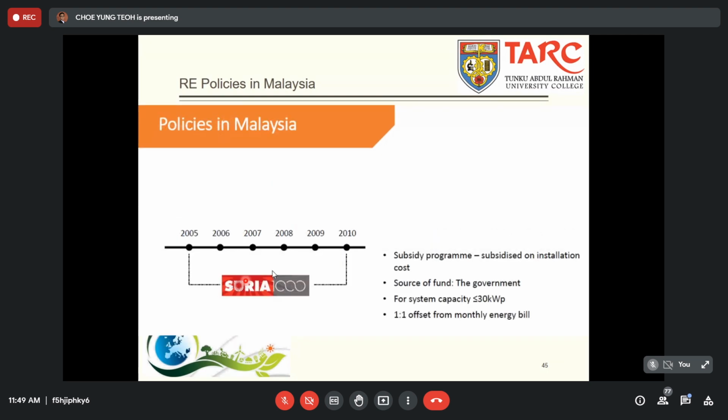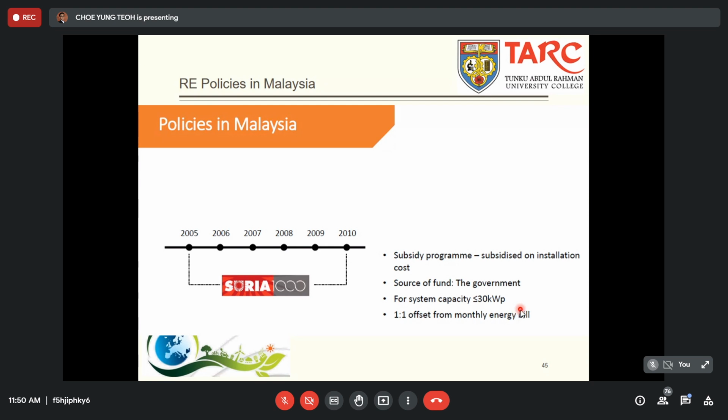We start from this Suria 1000, which is a subsidy program on installation costs. In those years, 2005 to 2010, the cost of solar panels was still expensive. So the government would subsidize the installation cost if you wanted to build on the rooftop of your house or your factory, fully funded by the government. And only for capacity lower than 30 kilowatt peak. The P behind is just peak, the maximum value.